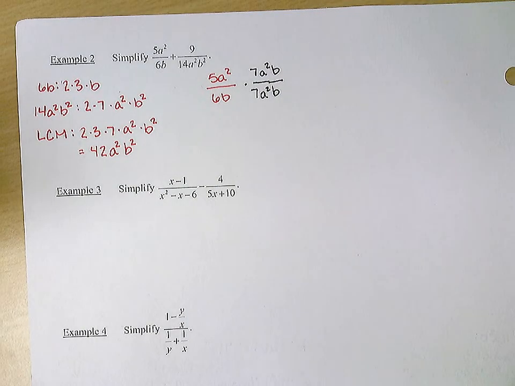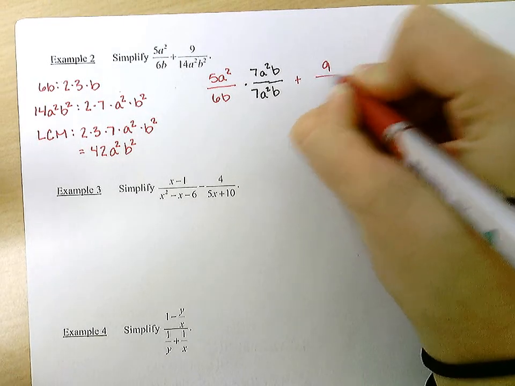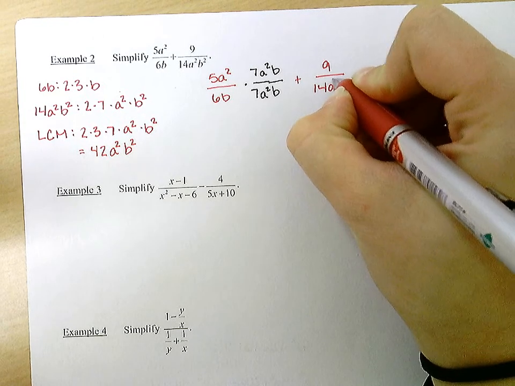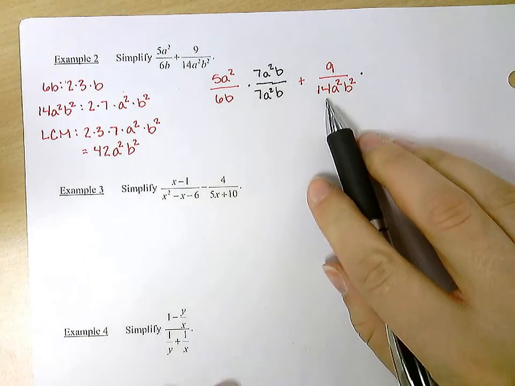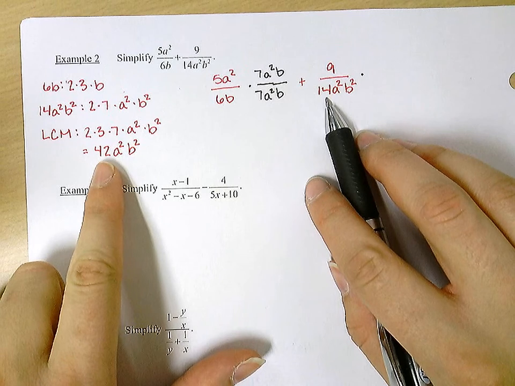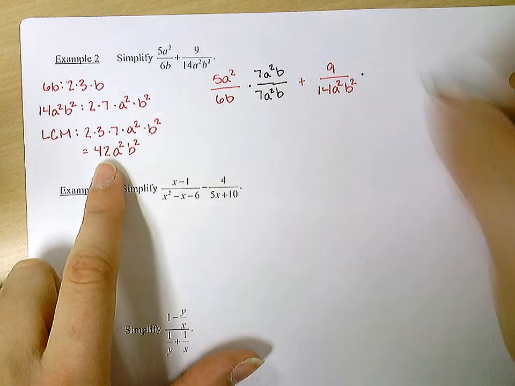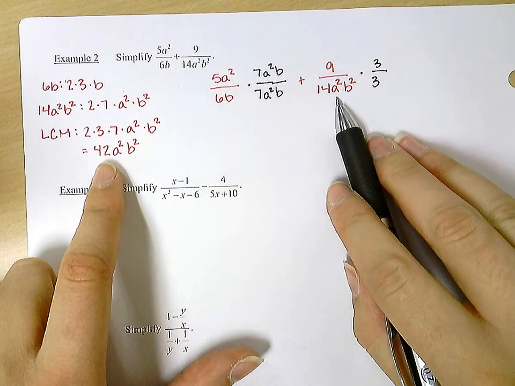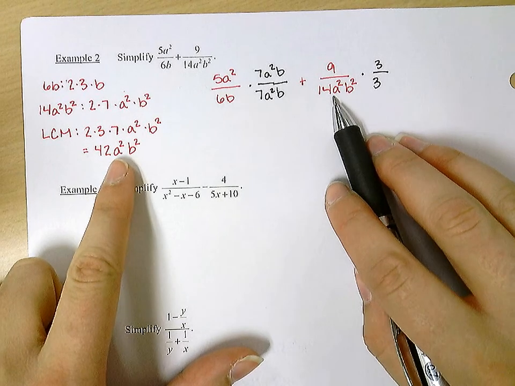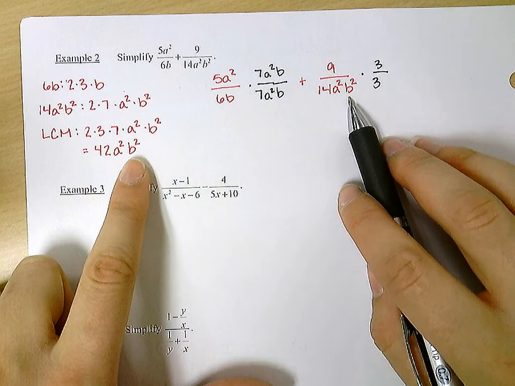Okay, I'm going to do the same thing with the second fraction. Okay, so I have 9 over 14a squared b squared. And we want to multiply in whatever makes this 14 42. That'll be 3. Okay, so I need to multiply in 3. Now, in this denominator, I already have an a squared, so I don't need to multiply an a in. And I already have a b squared, so I don't need to multiply a b in.